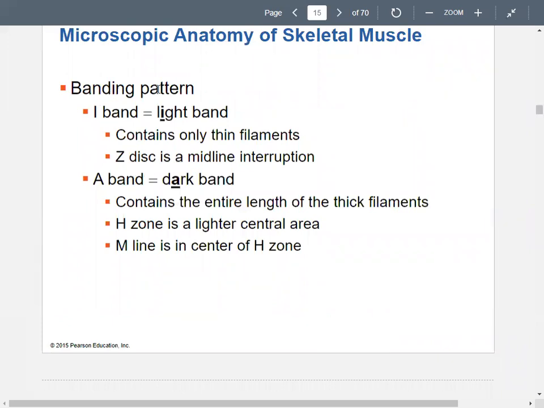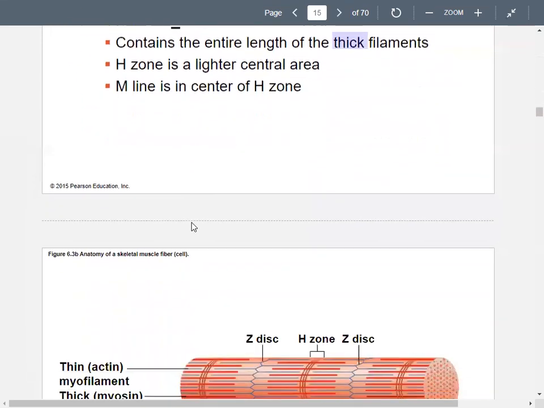All right. So, banding pattern. Again, light band, dark band. The light band has thin filaments in it, thin filaments only. Dark bands are the length of the thick filaments. So there are going to be some thin filaments in them, but it goes the whole length of the thick filaments. All right, and we'll get into these others. I think it will make more sense when we show you the picture.